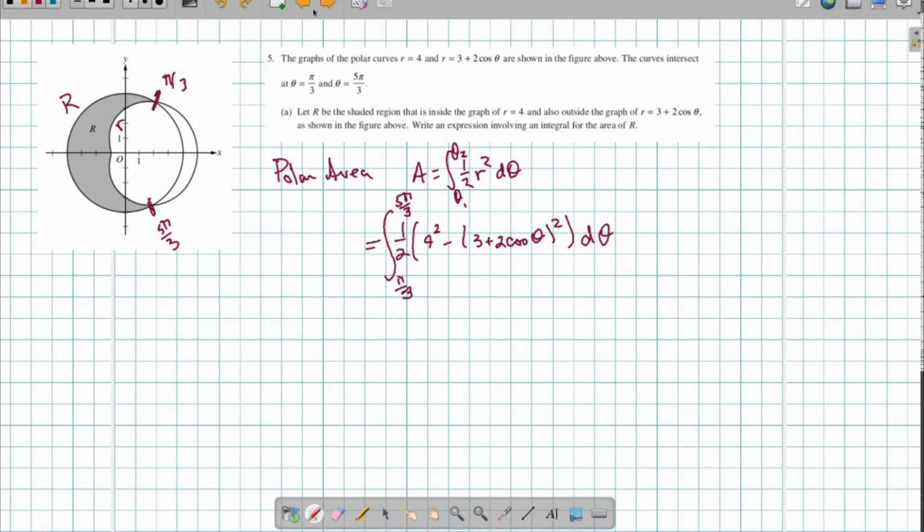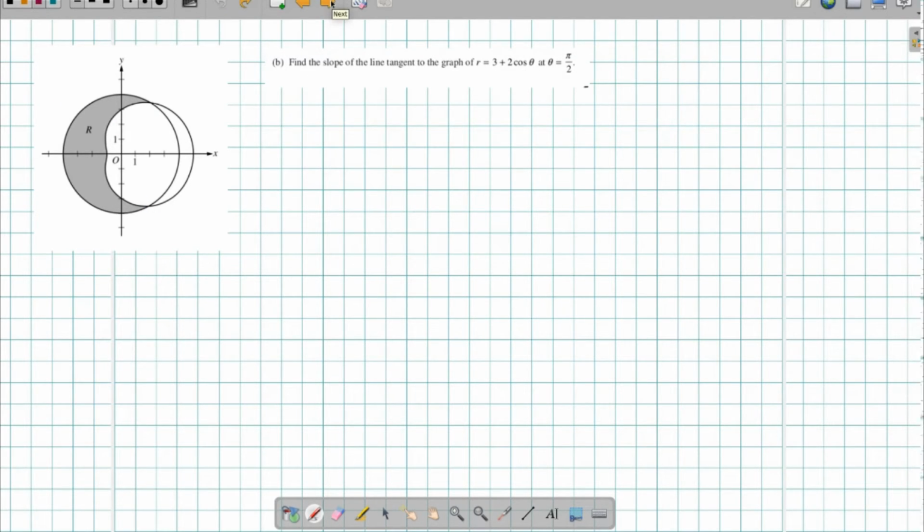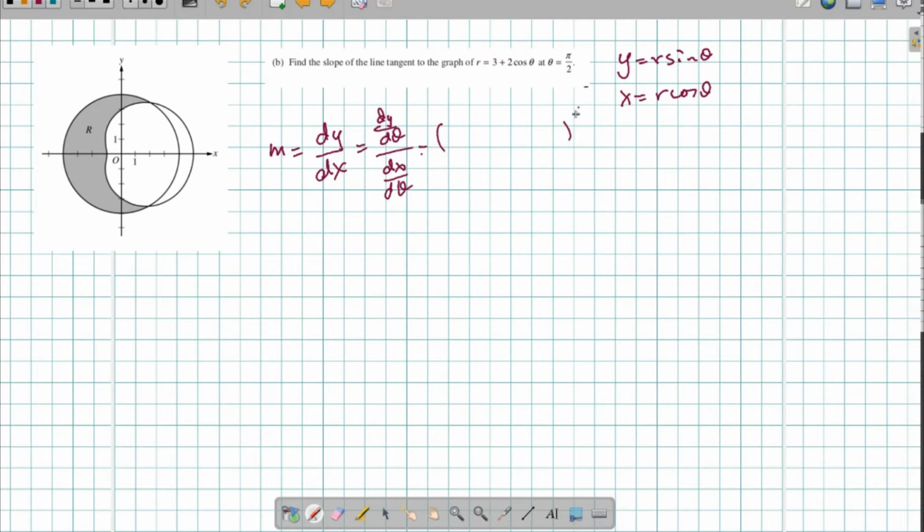All right, part B. On part B, it says find the slope of the line tangent to the graph of r equals 3 plus 2 cosine theta at theta equals pi over 2. So I know that y is equal to r sine theta and x is equal to r cosine theta. And the reason that I bring this up is that slope is supposed to be the change in y over the change in x, but that's really going to be dy d theta over dx d theta, because of the chain rule. So I need to take the derivative of r times the sine of theta. So I've got to take the derivative of r, 3 plus 2 cosine theta, times sine theta.